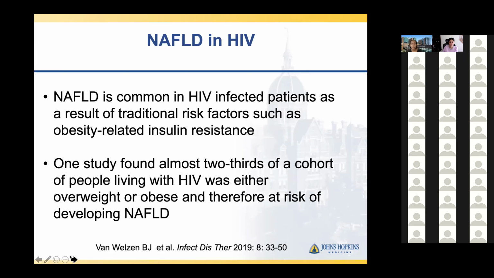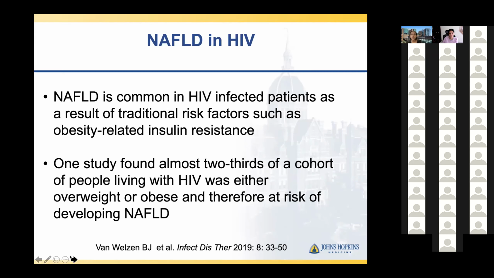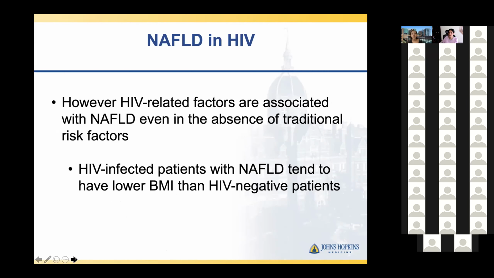We know there's been an increase in the prevalence of overweight and obesity in people living with HIV. And one study found that almost 2/3 of a cohort of HIV individuals were either overweight or obese, and therefore at risk of developing NAFLD. But there's been evidence that even in the absence of obesity, there's other factors that may predispose people with HIV to developing NAFLD. As in the general population, there is a population of people who have lower BMI that actually develop NAFLD.